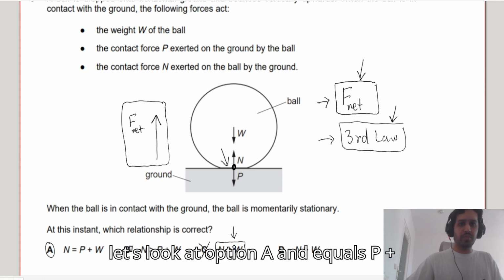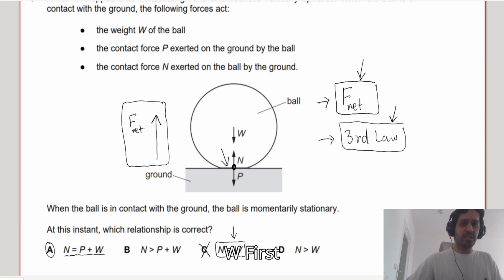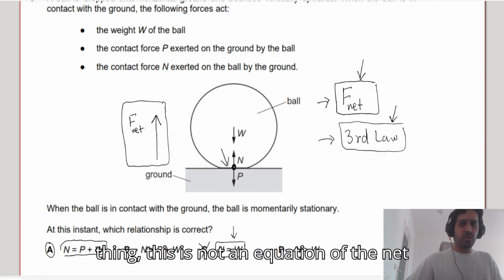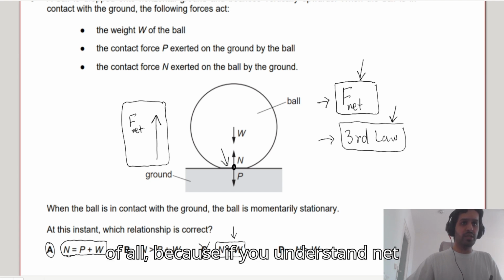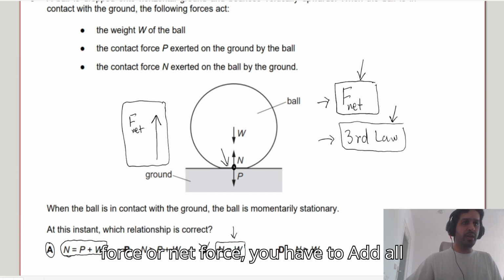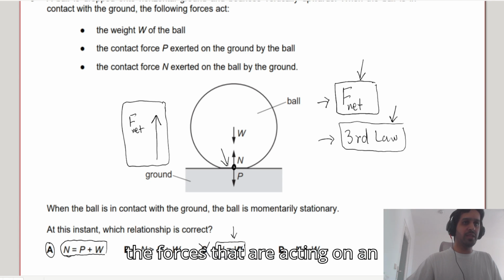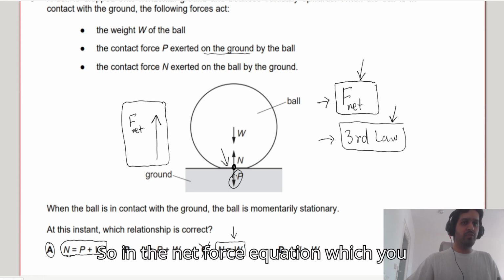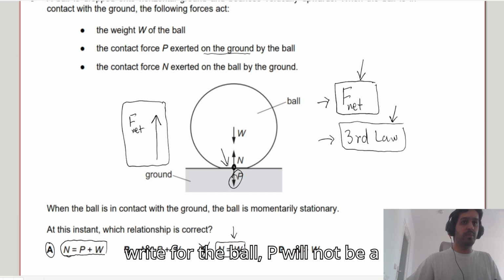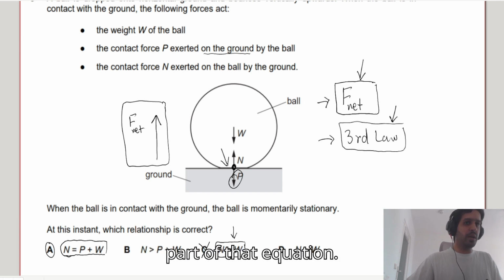So let's look at option A, N equals P plus W. First thing, this is not an equation of the net force on the ball, because for net force, you have to add all the forces that are acting on one object. This P is not acting on the ball. P is acting on the ground by the ball, right?